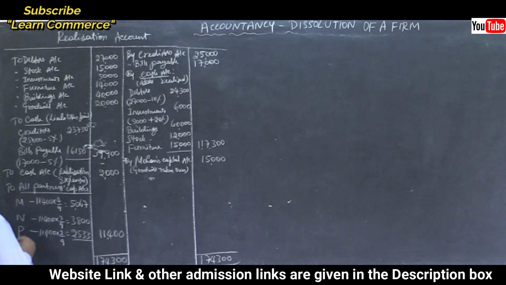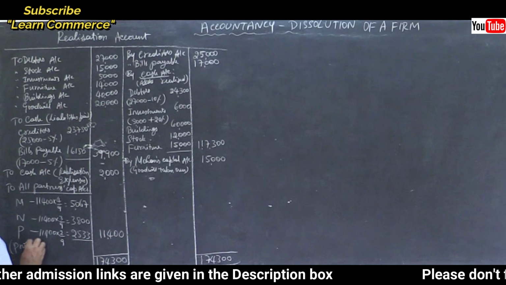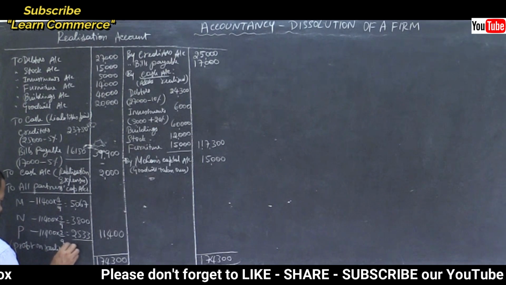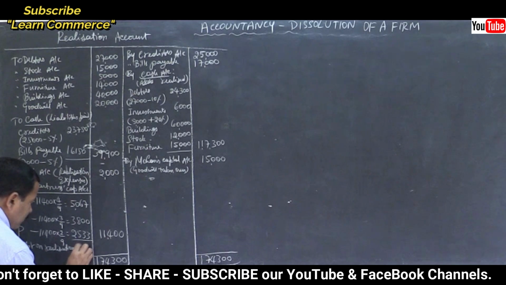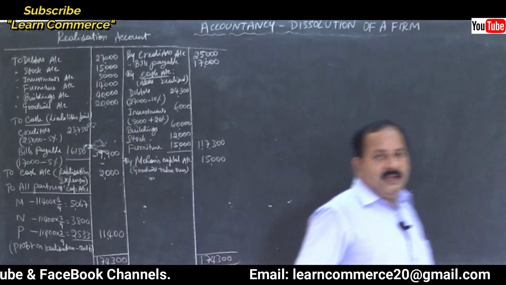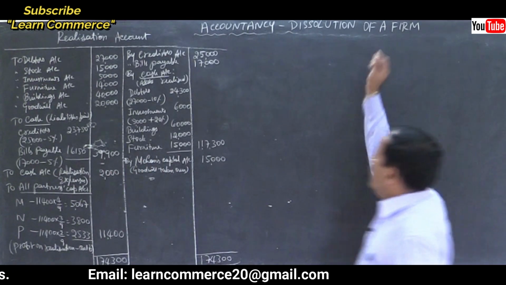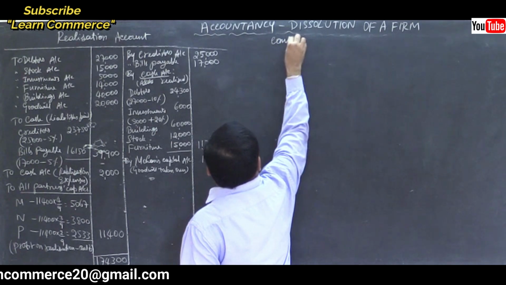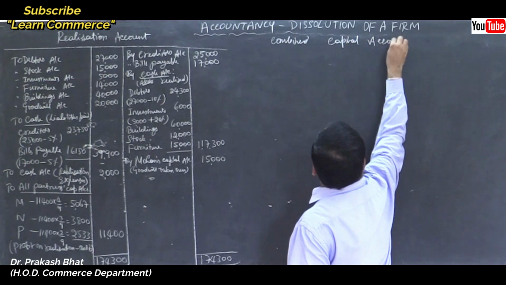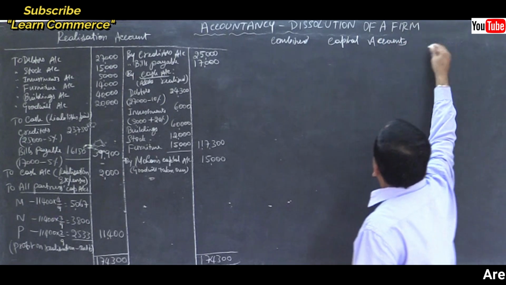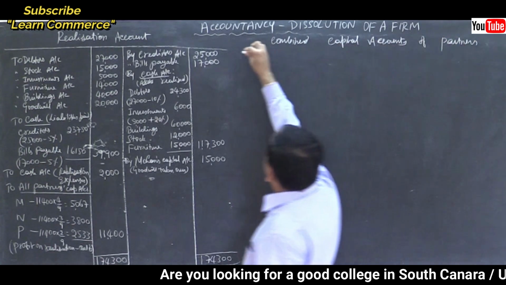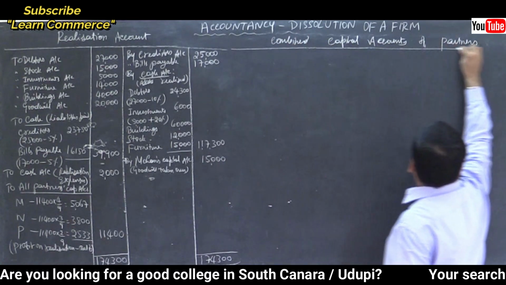Clear? So right here, profit on realization, balancing figure. Don't write realization account, just realization, that's all. Balancing figure, your realization account is done. Now let us move on to the next part, combined capital accounts of partners. Yes, draw the columns.